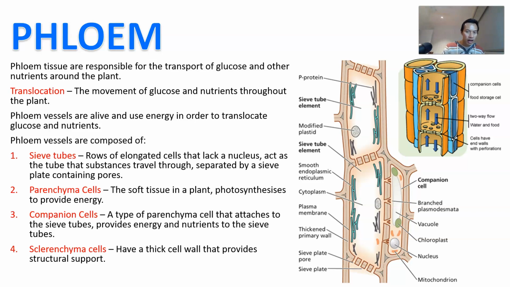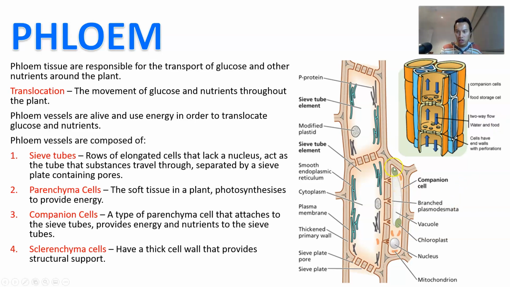Okay. And so that's why you always find phloem closer to the surface of the plant, just underneath the bark, where the sap is often leaking out. That's where you find the phloem tubes. Okay. Next to the sieve tubes and the parenchyma are the companion cells.